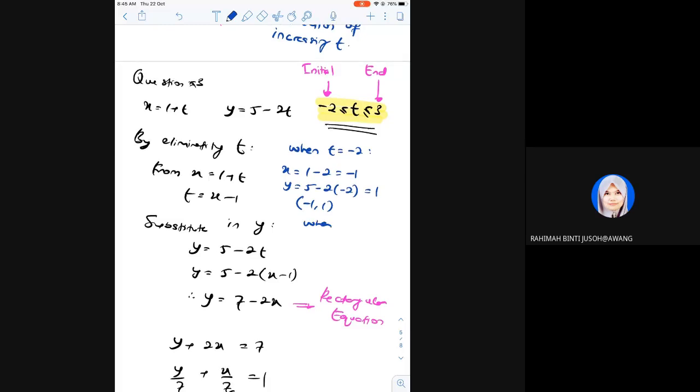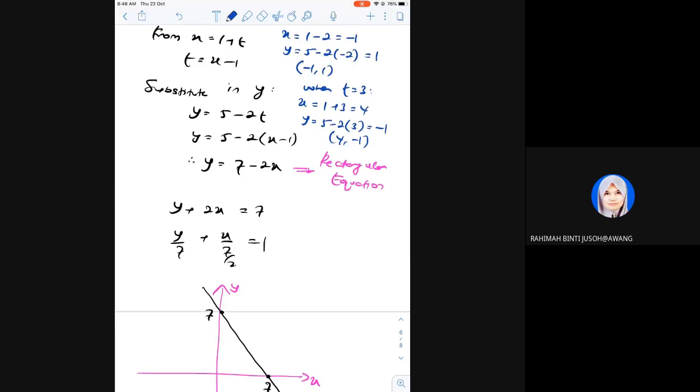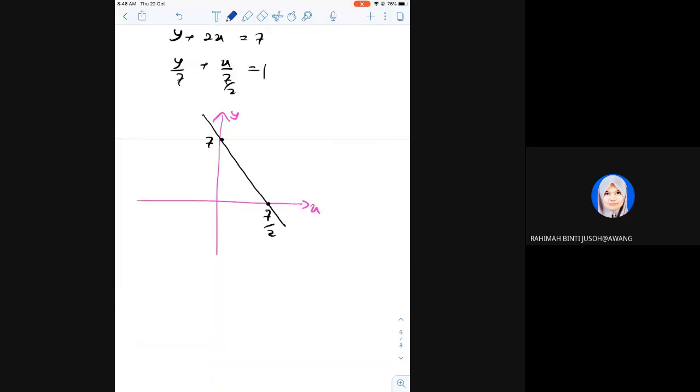And then we substitute when t equals 3, we have x equals 1 plus 3 equals 4. And then y equals 5 minus 2 times 3, so -1. So we have 4, -1. So that's the two coordinates, -1, 1 and 4, -1.